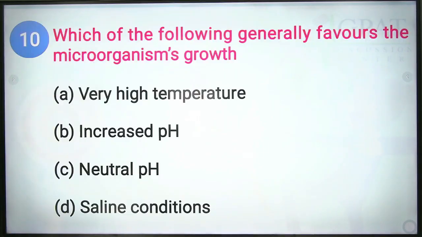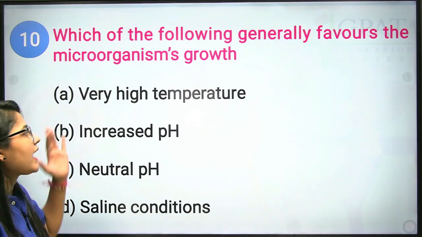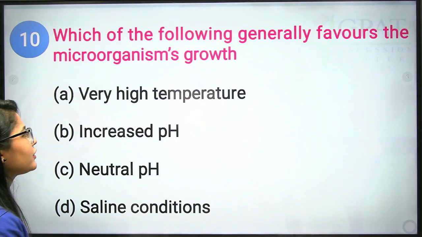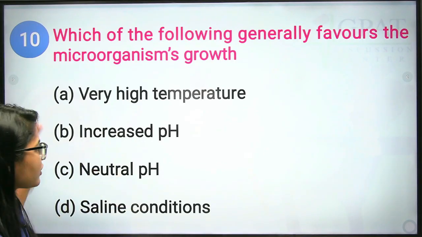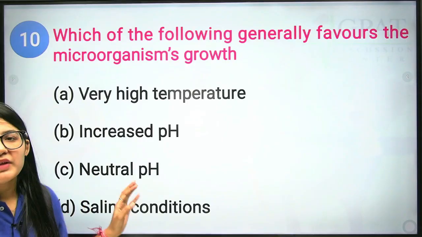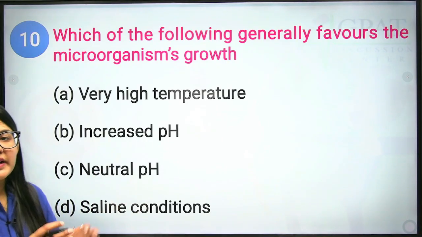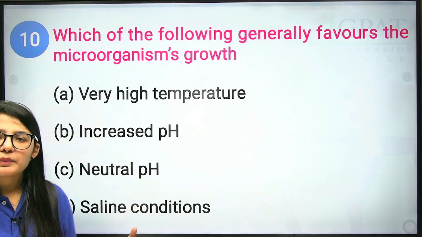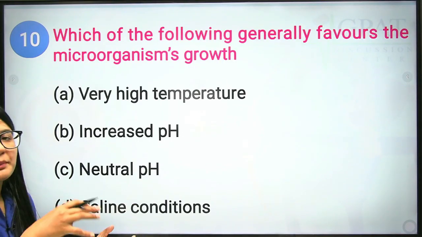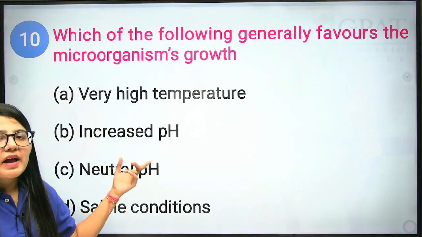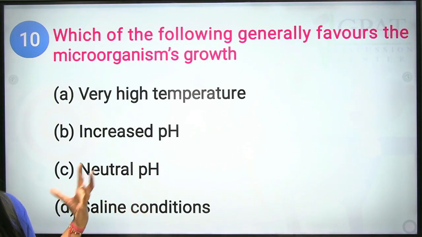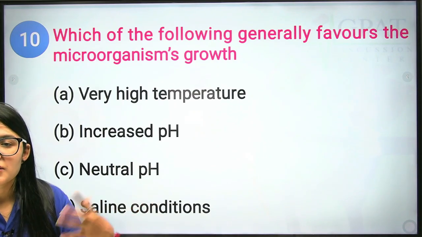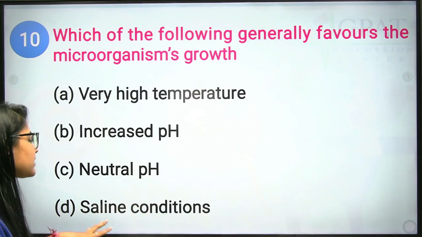Now the next question. Which of the following generally favors microorganism growth? Very high temperature. At a very high temperature, the microorganisms can lose their protein structure and get denatured, hence that is not favorable. Increased pH. If the pH is increased, many bacteria are suitable only at particular pH, so it can disturb the livelihood of your bacteria. Next we have saline conditions. If the water is too saline, they can go through osmosis and suffer dehydration. So this is also not favorable.